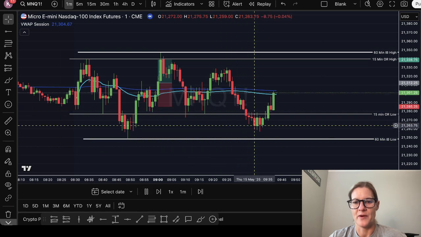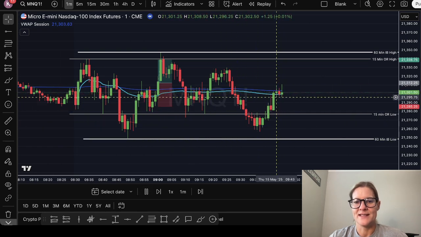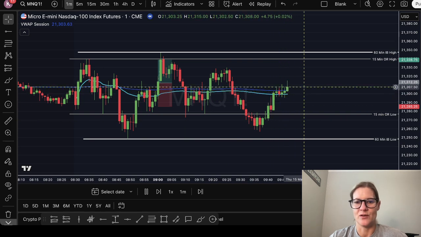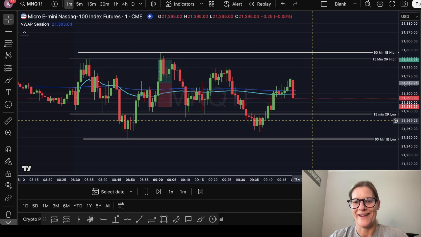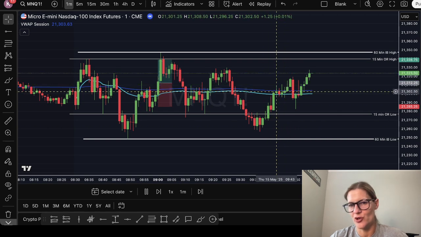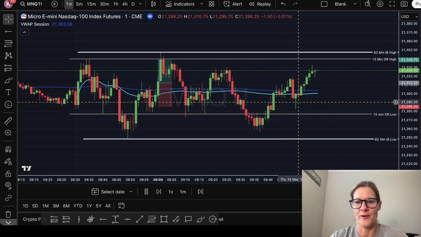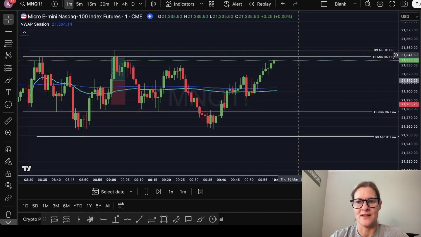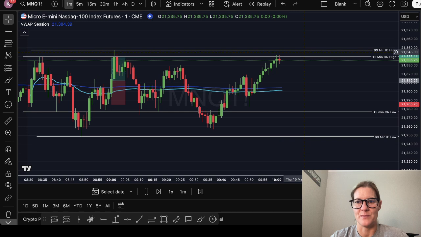Kind of just chopping around here. In this middle area, I definitely don't take trades. I try not to, just because it's really easy to get chopped up. Like here, it looks like it's bullish, but it could reject from the VWAP. You never know. So now we're getting to the top of this initial balance high, 15-minute opening range high.